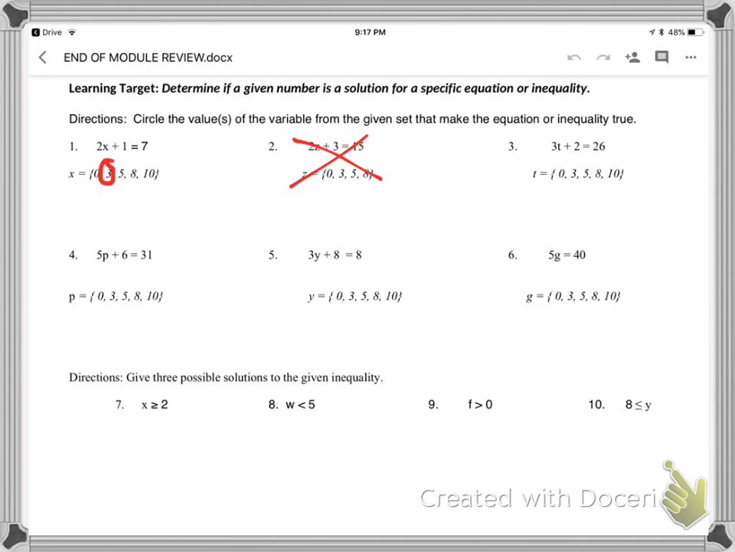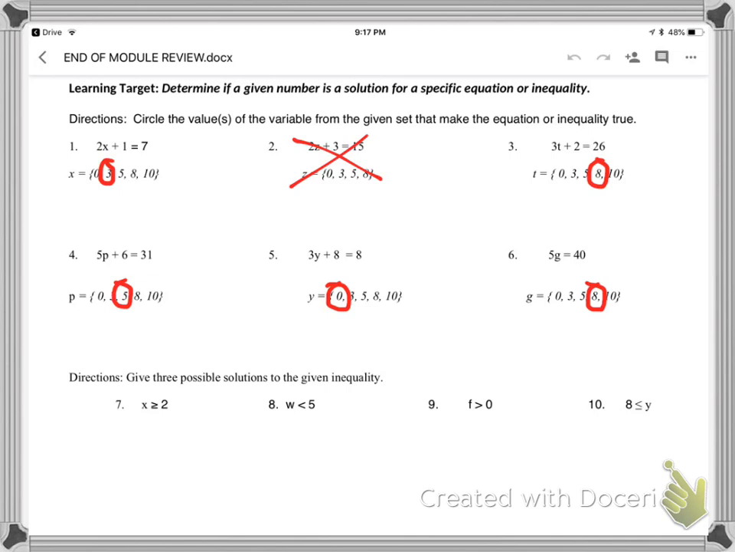Let's see, 3 times 8 is 24, and then plus 2 is 26, so 8 goes there. If we substitute a 5, that's 25 plus 6 is 31, so it looks like 5 is the answer here. 3 times something plus 8 equals 8. Well, that would have to be a 0. 3 times 0 is 0, plus 8 is 8. And then 5 times what is 40? Well, 5 times 8 is 40. So there are our equations.